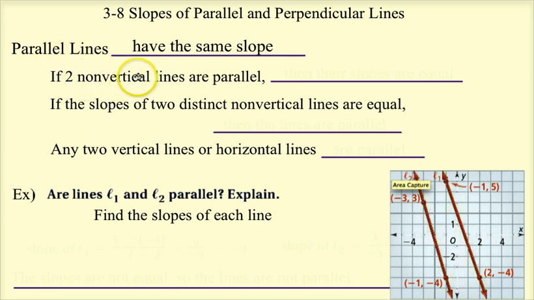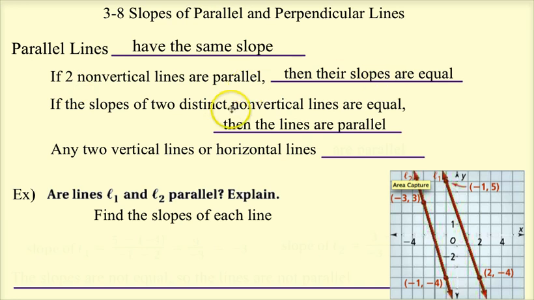If two non-vertical lines, remember a vertical line is going up and down, are parallel, then their slopes are equal. Remember, vertical lines, we learned their slopes, they don't have a slope. Their slopes are undefined. So we're talking about two non-vertical lines. The opposite is true. If the slopes of two distinct non-vertical lines are equal, then the lines are parallel. So if the lines are parallel, the slopes are equal. If the slopes are equal, then the lines are parallel. And any two vertical lines or horizontal lines definitely are going to be parallel to each other.